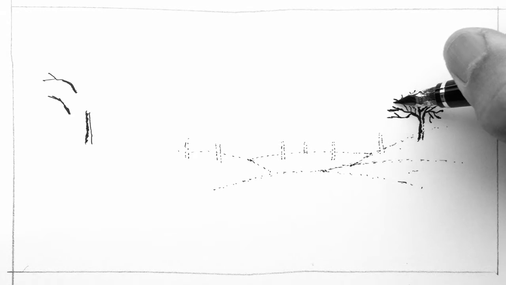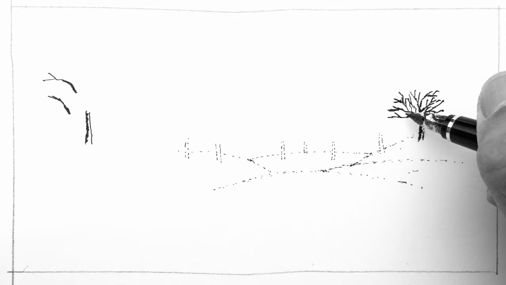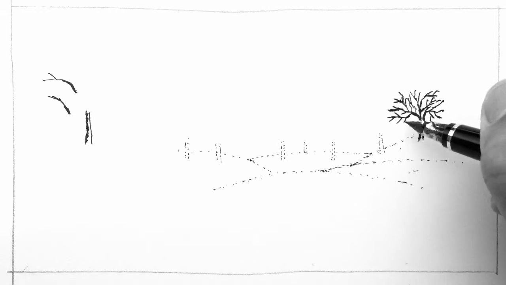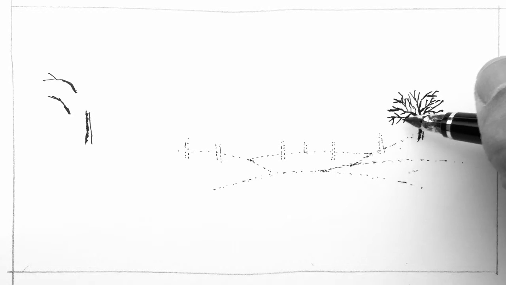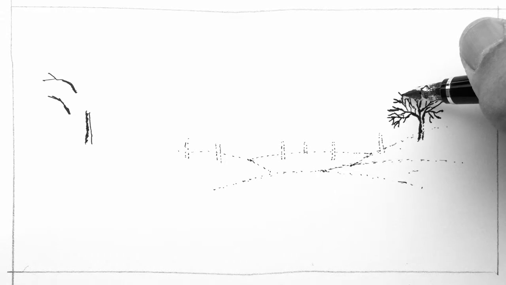So we will actually not add leaves. In some other demonstration, I will show how to add leaves to these tree silhouettes. But for now, we will just draw this simple, bare tree silhouette, and that will be the focus of this demonstration. So I'll just add in a few more branches. And at the end, you just simply add a line.